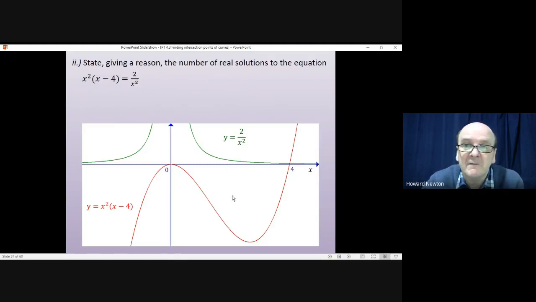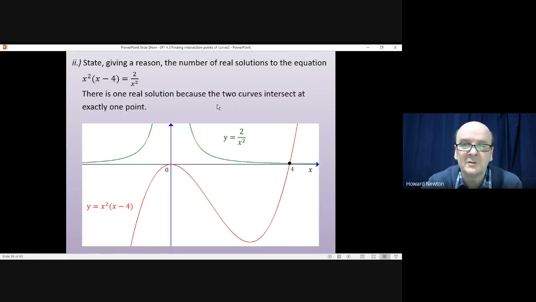We're then asked to find how many solutions there are to this equation. Well, same as the last question. This first equation here, x squared times x minus 4, that's the red curve. 2 over x squared is the green curve. What they're saying is, when does the red curve equal the green curve? Well, that's when they cross each other. And this time, there is only one crossing point here, just beyond 4. They're not asking you to do any more than that, and they want you to write down something along the lines of, there is one real solution to this equation because the two curves intersect at exactly 1 point. That's all they're looking for.